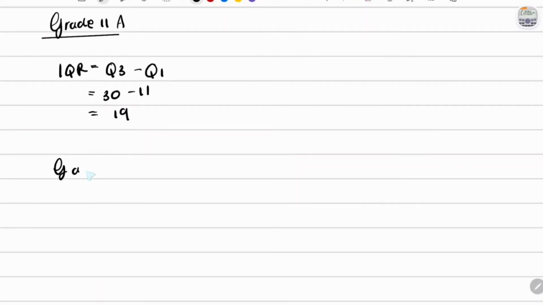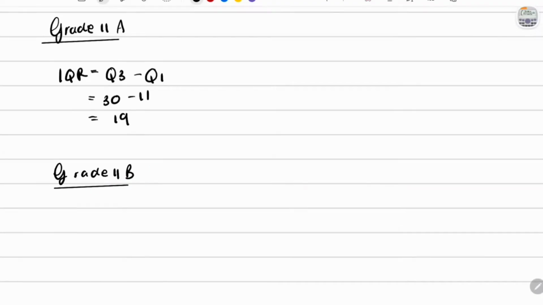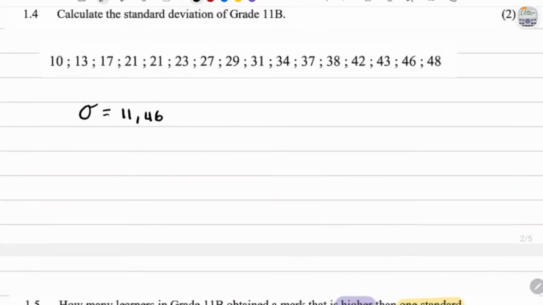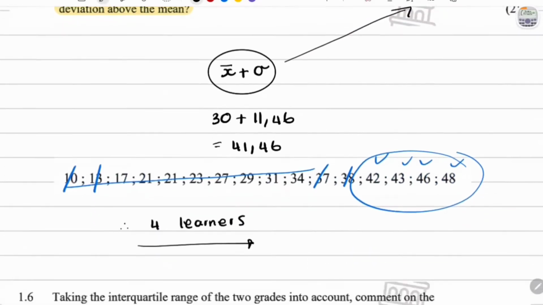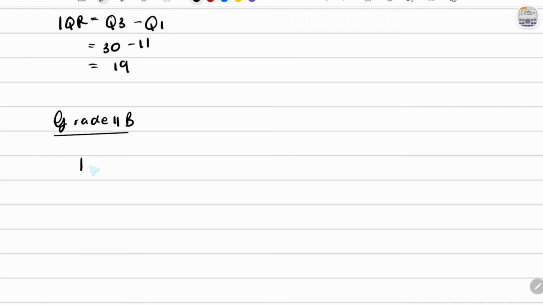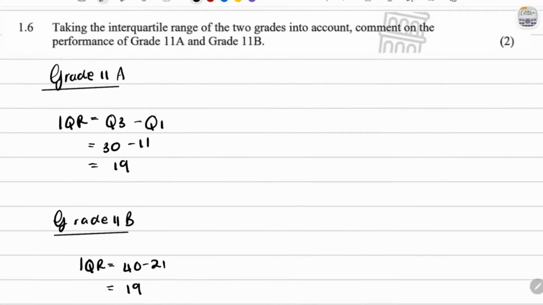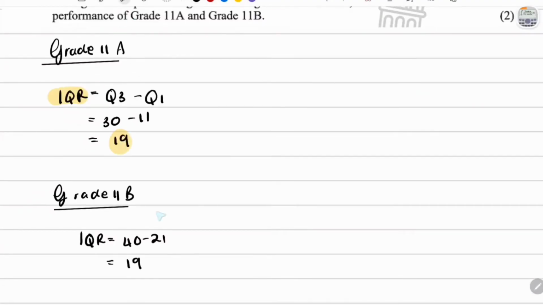Let's find it for grade 11B. Well, we found their Q3 and their Q1 as well. Their Q3, as you can see, we marked it, that was 40. So Q3, Q2, Q1. That's 40 minus 21, which is also 19. So the IQR is equal to Q3 minus Q1, which is 40 minus 21, which is 19. Okay, so they have the same IQR. The IQR is not different.